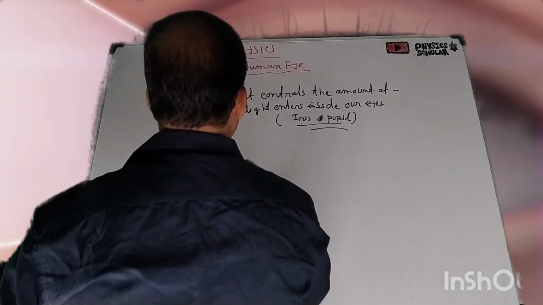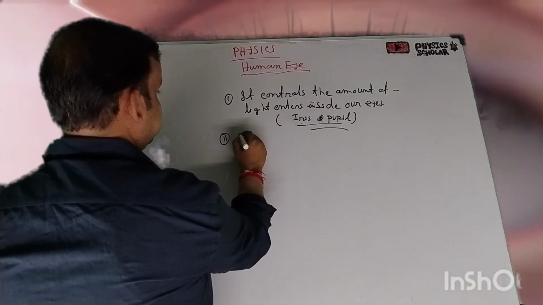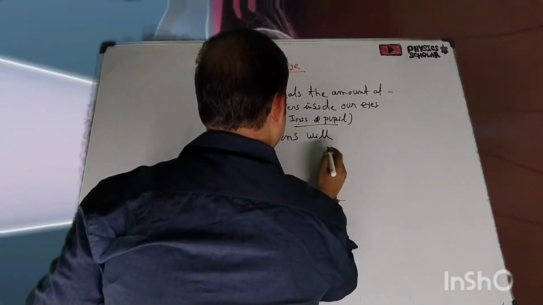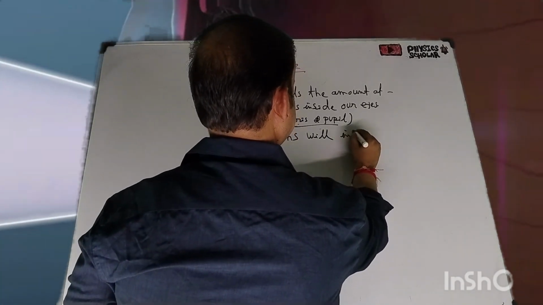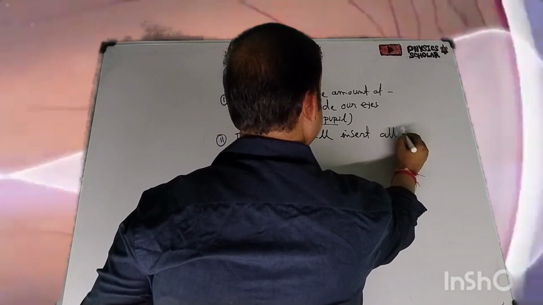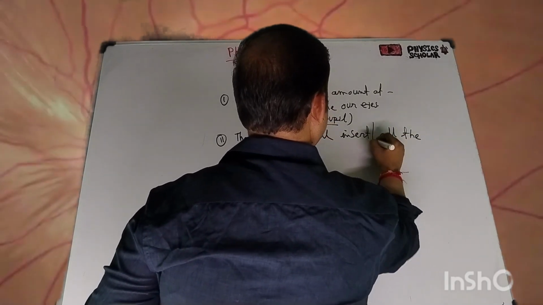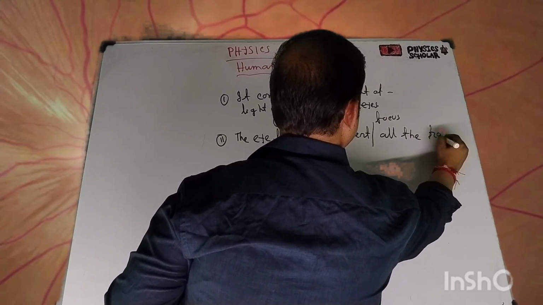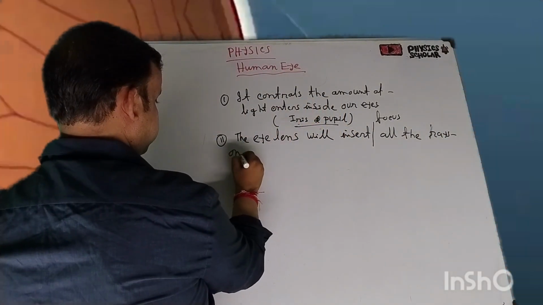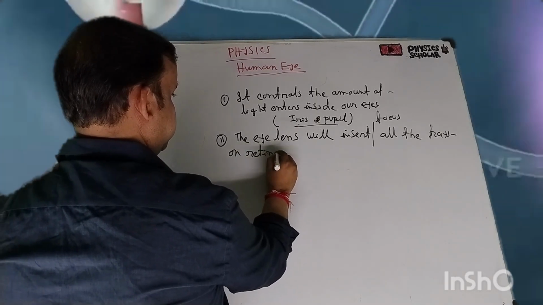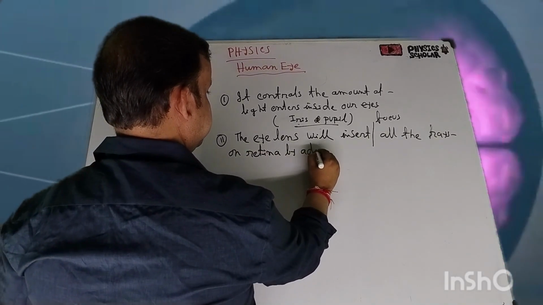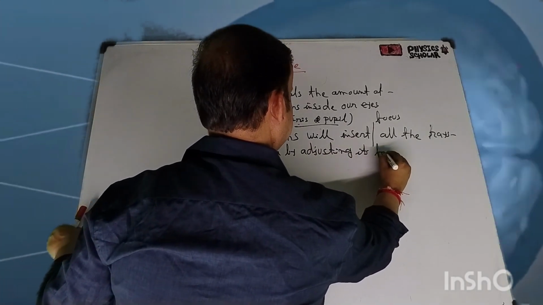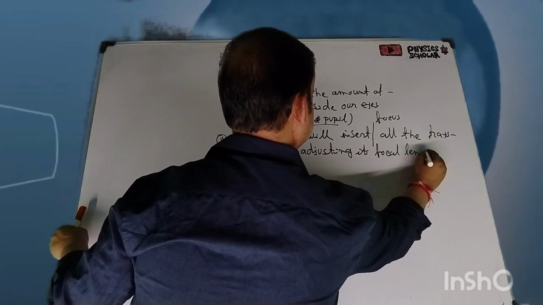So what is the second function? The second is the lens. The lens will focus all the rays on the retina by adjusting its focal length.